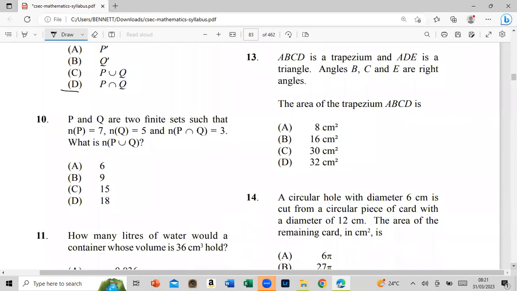P and Q are two finite sets such that the number in P is equal to 7, the number in Q is equal to 5, and the intersection equals 3. Alright, so the union would be P plus Q minus the intersection. So I'm going to do the simple math now: 7 plus 5 minus 3. So that's 12 minus 3, which is 9.